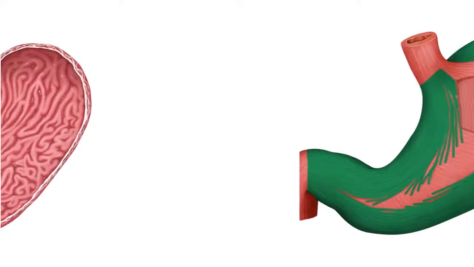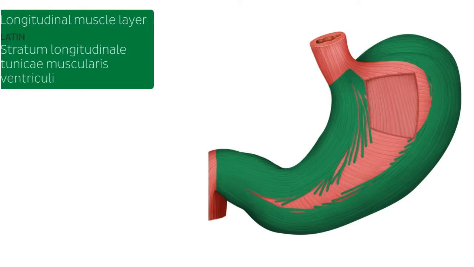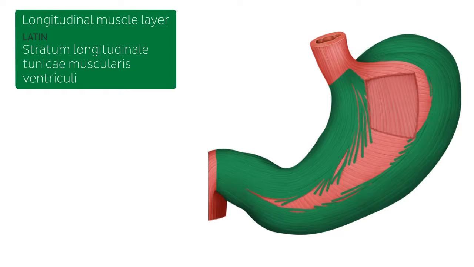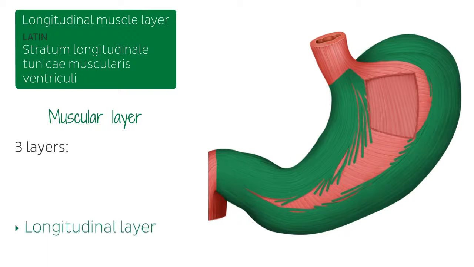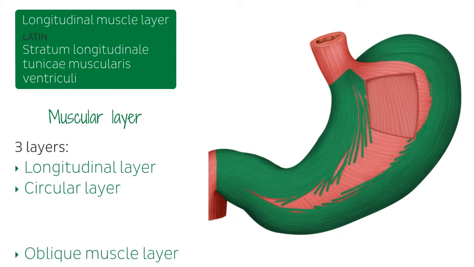Now that we have covered the different parts of the stomach, let's move on and cover some of the layers of this organ. As I've mentioned before, the stomach is composed of 3 layers. The innermost layer is the mucosa, followed by the submucosa, and most externally, a muscular layer. The muscular layer consists of 3 layers: a longitudinal layer, a circular layer, and an oblique muscle layer.